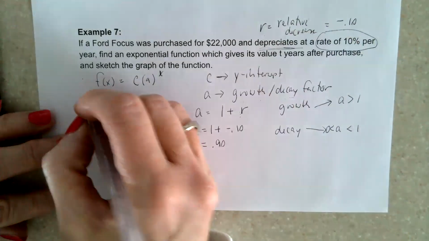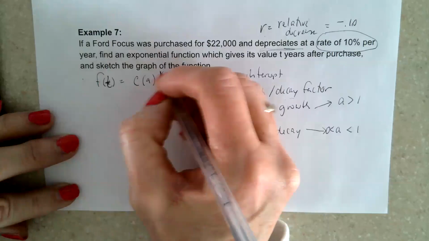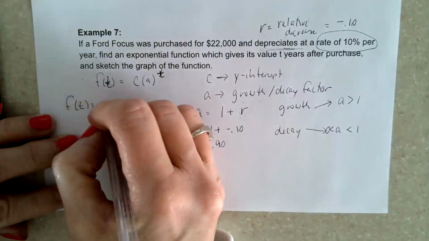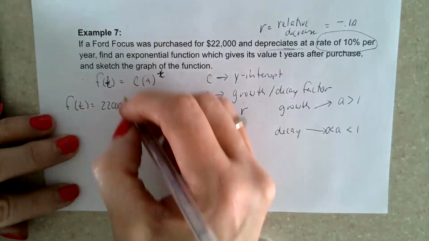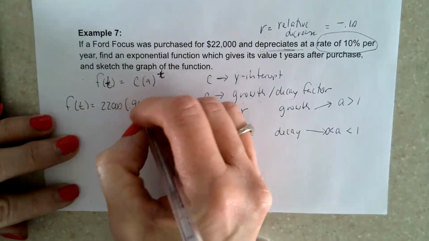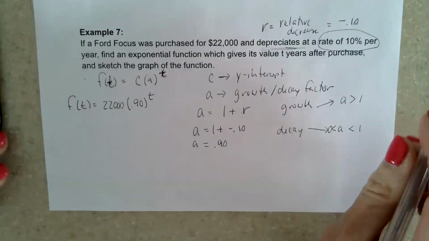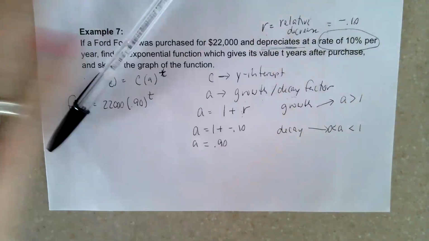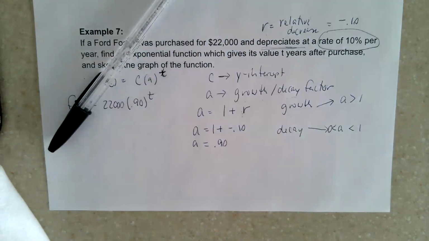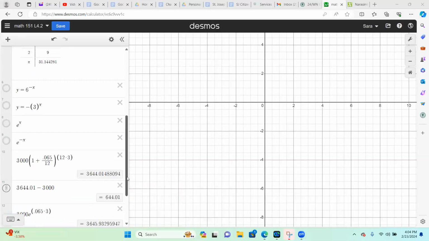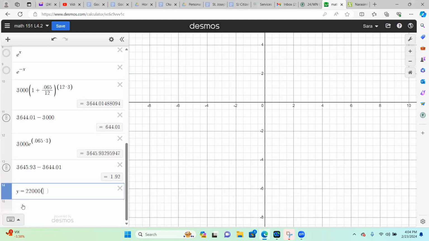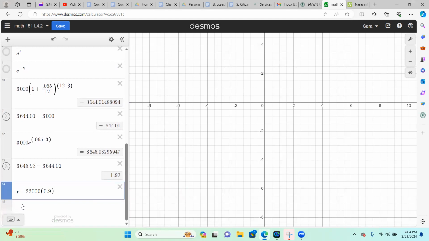So we're going to write our function. They want it in terms of t instead of x. So the function in terms of t is going to be equal to 22,000. That's our starting value, our y-intercept, and our multiplier is going to be 0.90 to the t. And let's see what this looks like. Let's type that into Desmos and see what we come up with for a graph. So y equals 22,000 times 0.9 to the x.